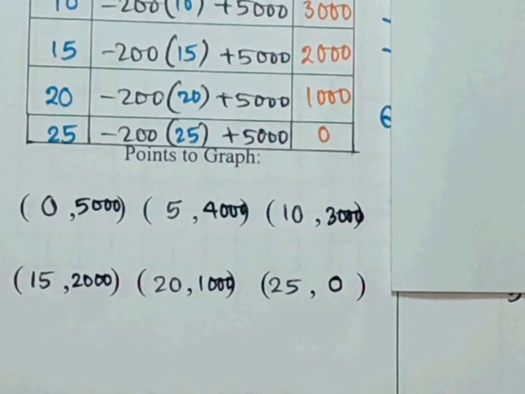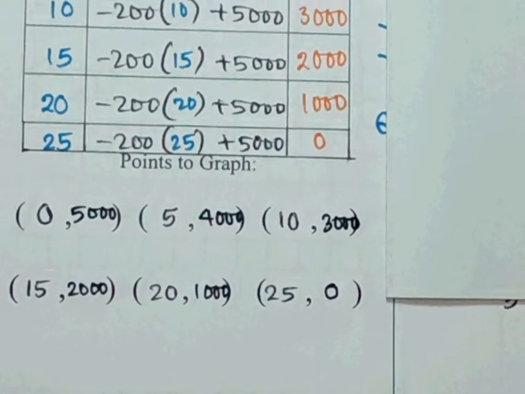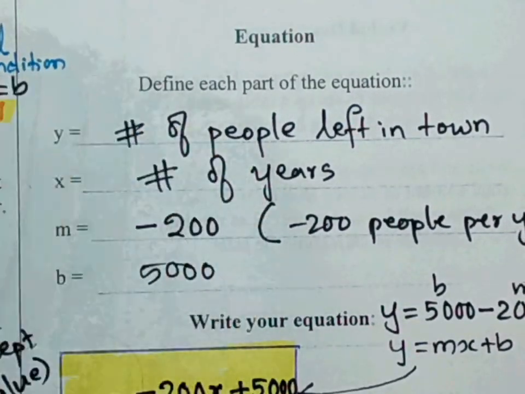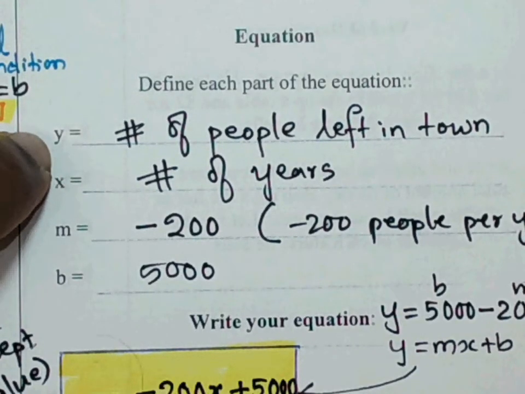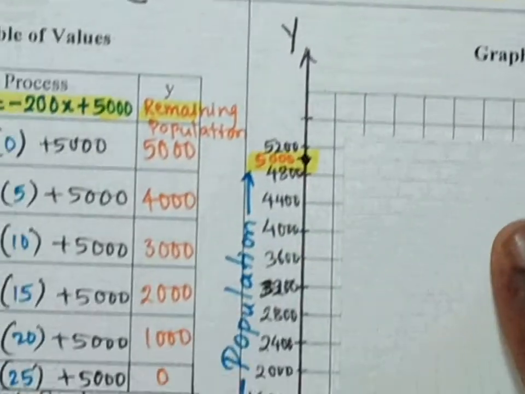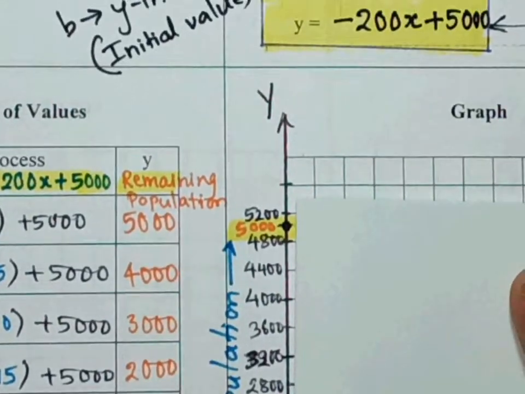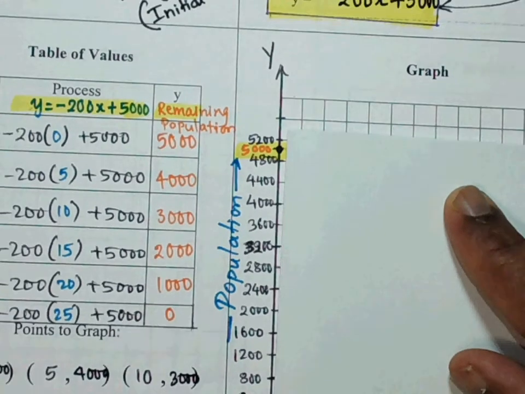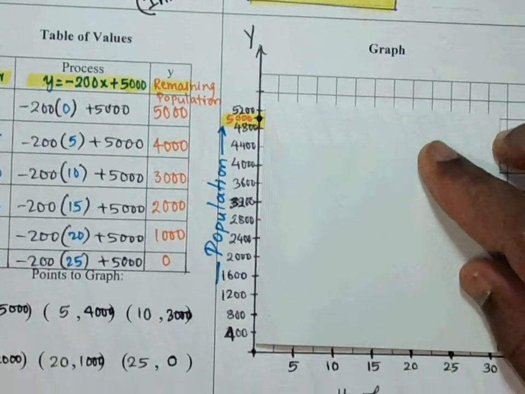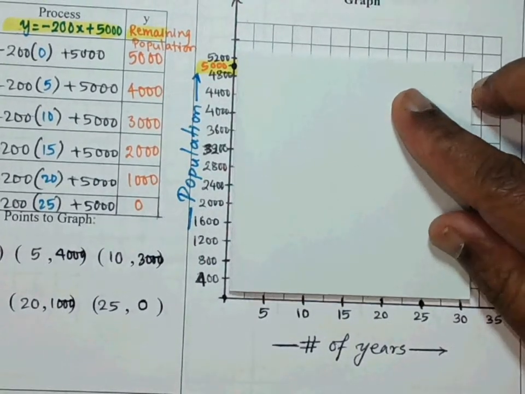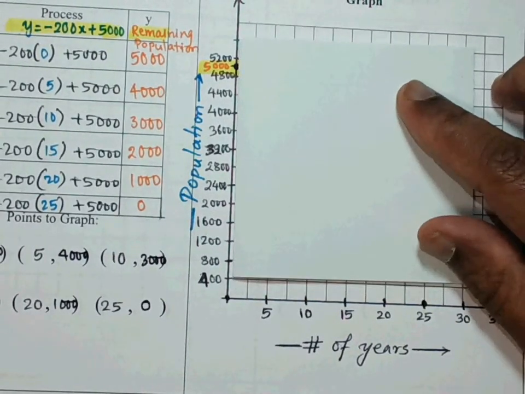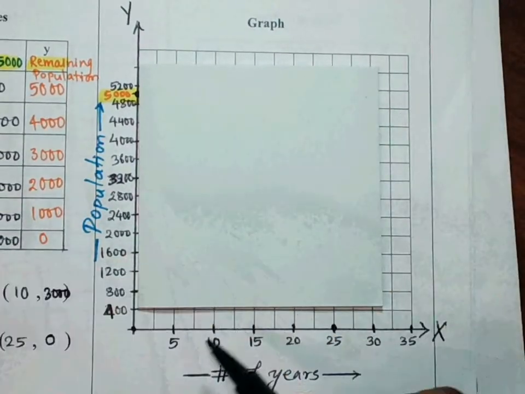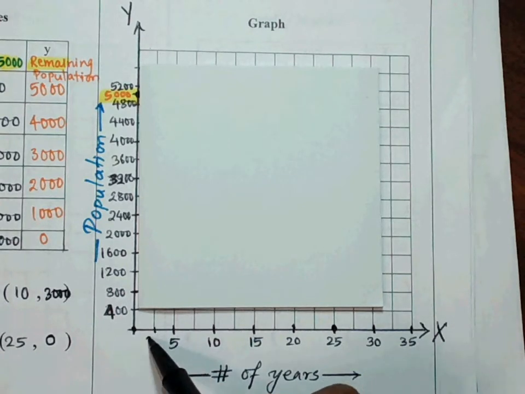Now we're going to use this information and you're going to plug it into the graph. Now x represents the number of years, so the x-axis should be number of years. Y represents the number of people left in town, which is your population. So as you can see, y-axis is my population. I'm gonna zoom out so you can see better. And the x-axis is going to be the number of years. So I use 2 blocks for 5 years. So each interval is 2.5 years.